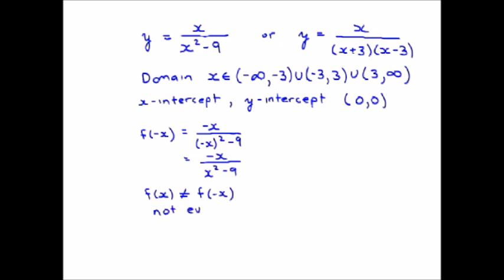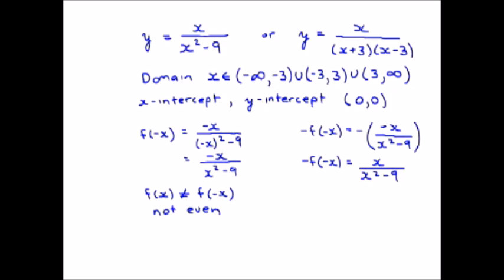Well, if the function is odd, f of x has to equal negative f of negative x. So we take the f of negative x that we just worked out and we multiply it by negative 1. So negative f of negative x is equal to negative 1 times negative x divided by x squared minus 9. When I do that, I get x divided by x squared minus 9. So in this case, f of x is indeed equal to negative f of negative x. Therefore, the function is odd.